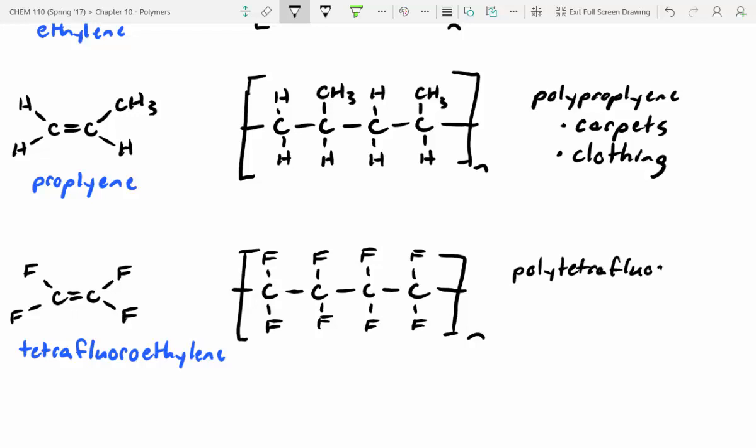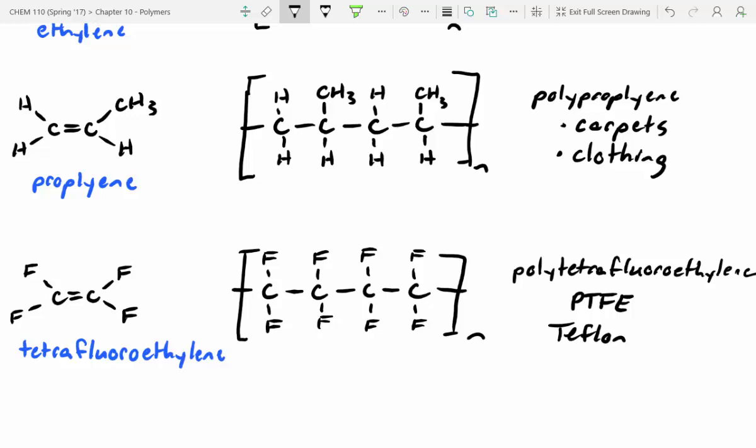Very creative, right? Does anybody know the common name for this? So you may see it on plastics labeled as PTFE, because that's a mouthful to say, polytetrafluoroethylene. However, the brand name for this is Teflon. So I'm sure a lot of you have pans that have Teflon coating on them. What's special about Teflon? It's non-stick, right? Food doesn't stick very well. Why do you think it won't stick very well? It's really, really hydrophobic, right? So in this case, it's not attracted to water at all.